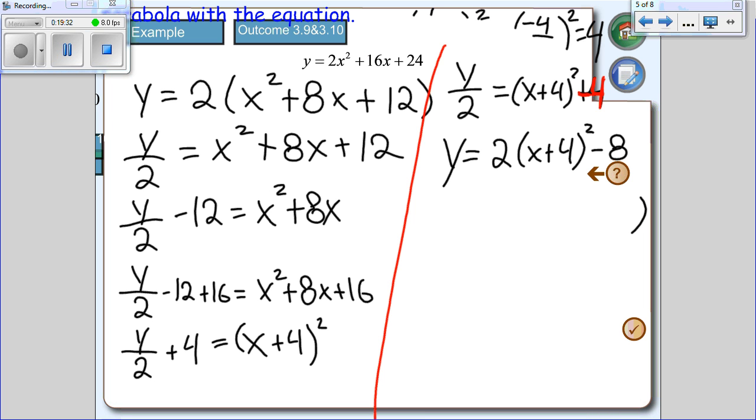Yeah. The question was, what's the vertex? Oh, 4, negative 8. Close. Negative 4. Negative 4 and negative 8. So close. You were so close and so confident.